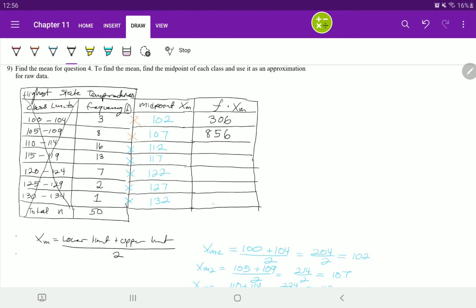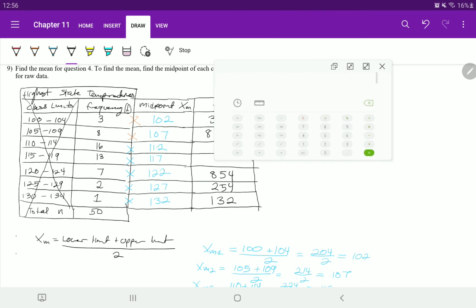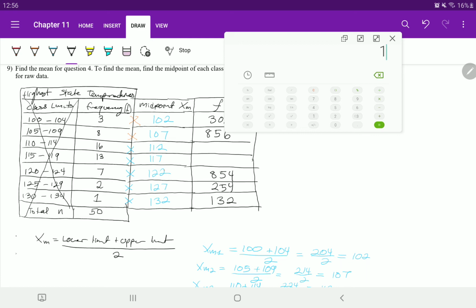So I'm going to multiply the numbers that I know. 1 times 132 is 132. 2 times 127 is 254. 7 times 122 is 854. Let's do 13 times 117 in the calculator. That is going to be 1,521. And 16 times 112, 1,792. Alright.